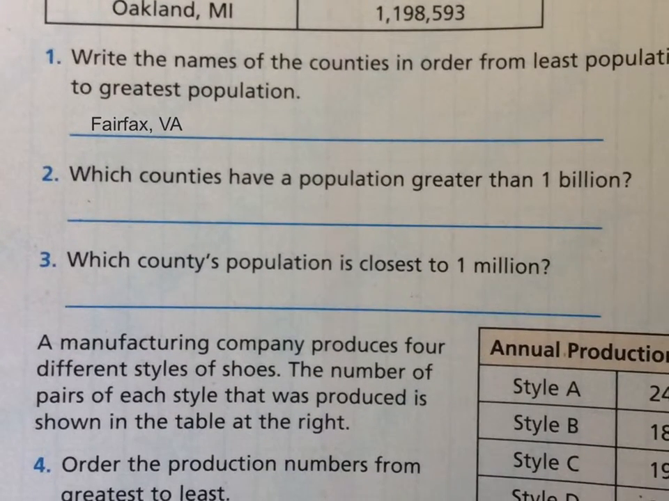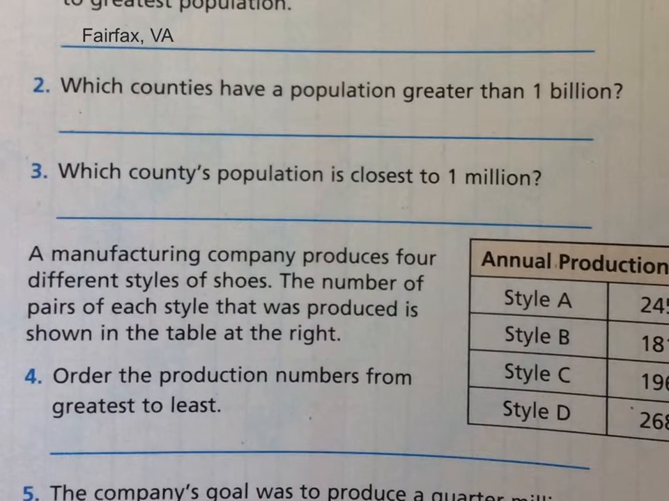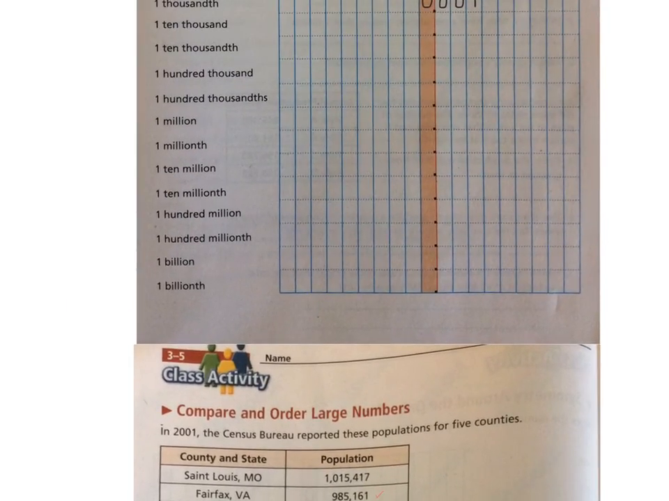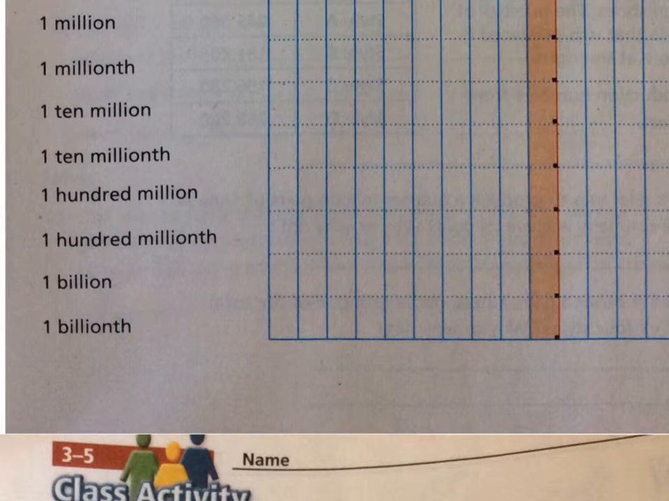Next it says, which counties have a population greater than 1 billion? You might want to look at your last page to figure out what does 1 billion look like. So whatever you filled in here, that would help you. What does 1 billion look like?